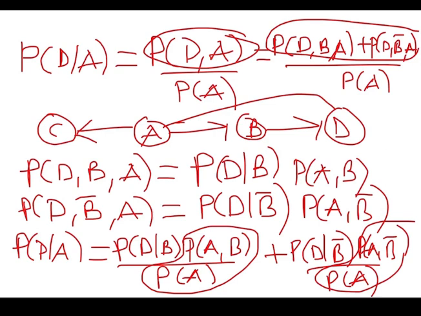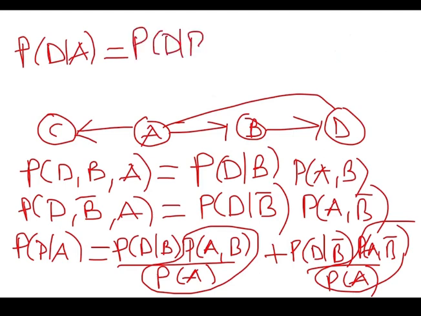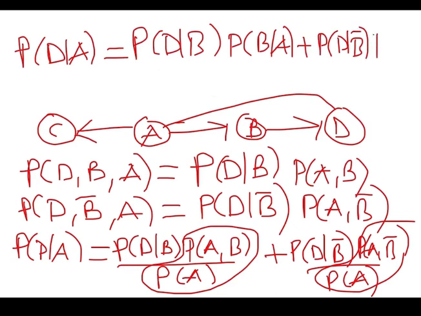So which means, if I want to rewrite now, let me look for space. I'm going to write the probability of D given A equals the probability of D given B times the probability of B given A, plus the probability of D given B complement times the probability of B given A complement. Take a look at that. Now, do you know where we are?